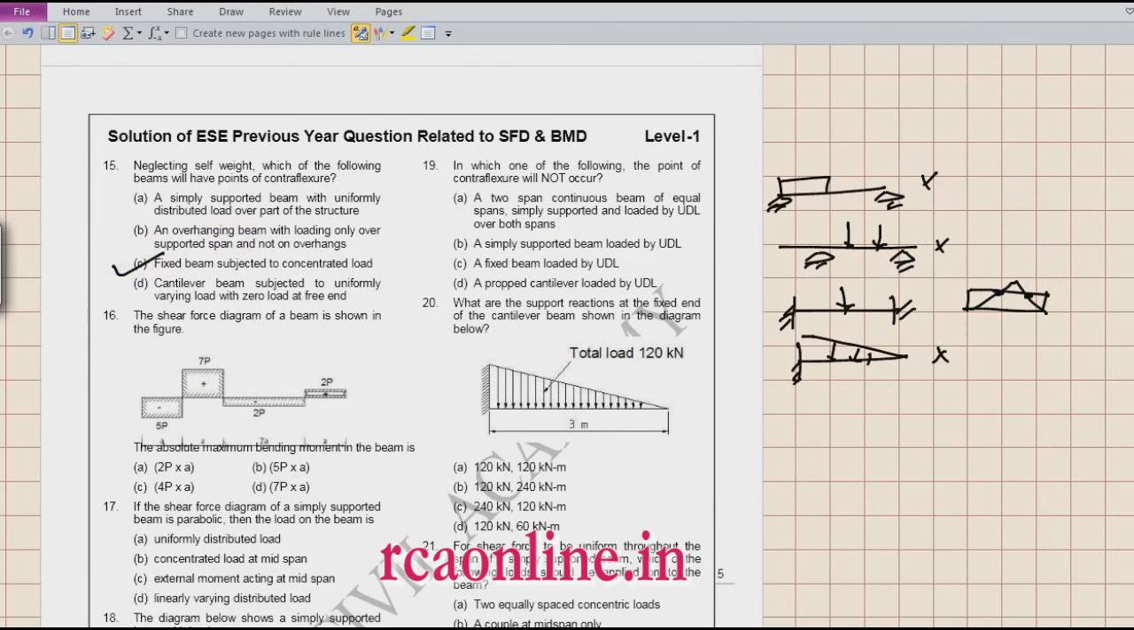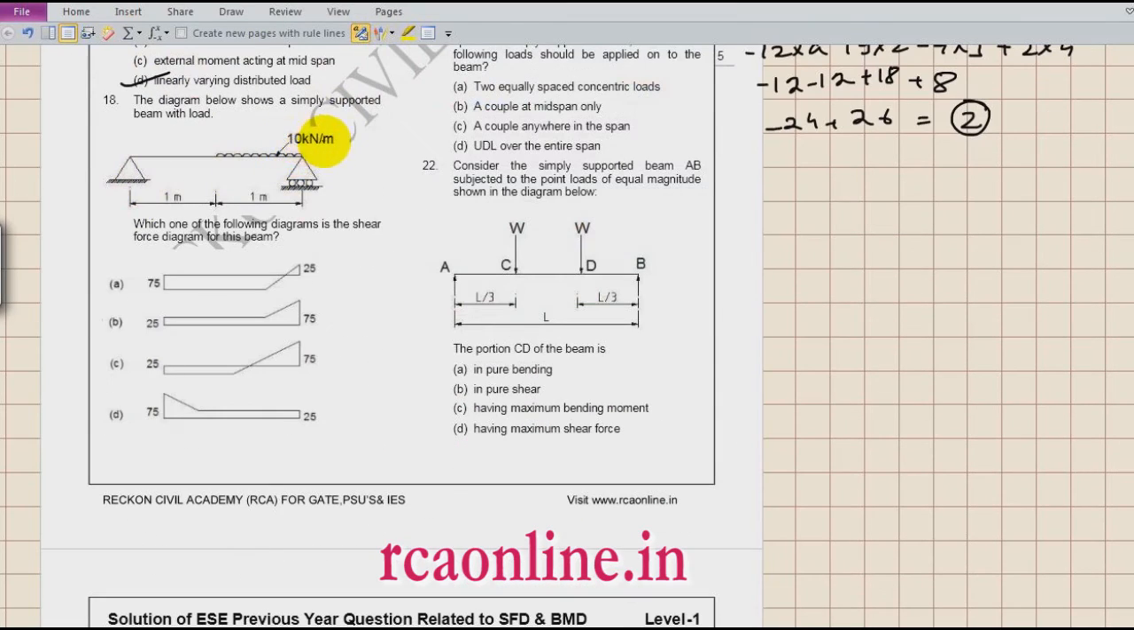C is the answer. There is a small correction. Let us see question number 18. There is a small correction. This is not 10, this is 100. Is it okay? So it is 100 kilonewton meter.